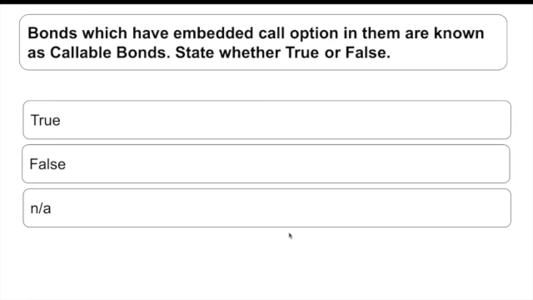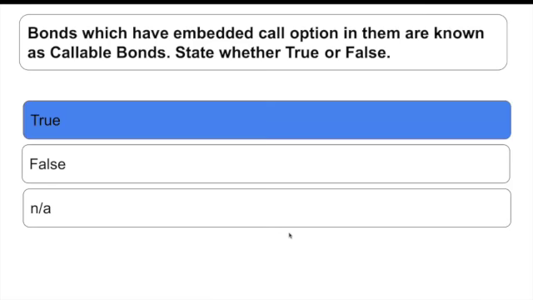Bonds which have embedded call options in them are known as callable bonds. State whether true or false. The correct answer is it is true.